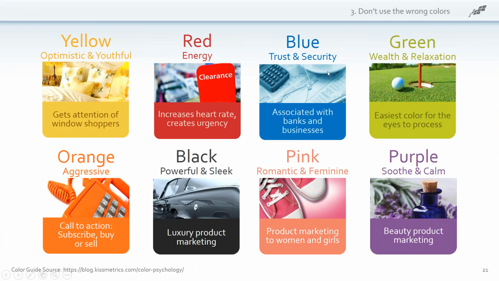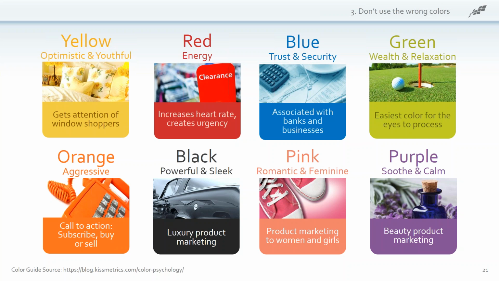So here's an interesting chart. It's page 21 of the slide deck, in case you want to look at it later. We've got all these different colors. Yellow gives attention to window shoppers. Red increases the heart rate. Blue is security, wealth is green. Orange is aggressive. Black is powerful. Pink is romantic. Purple is soothing.